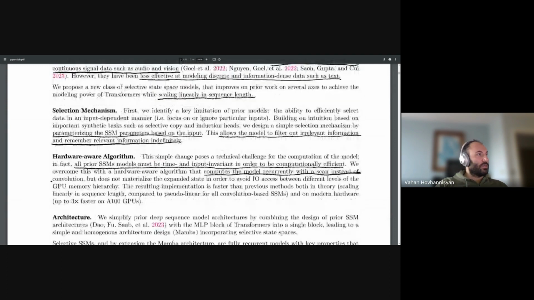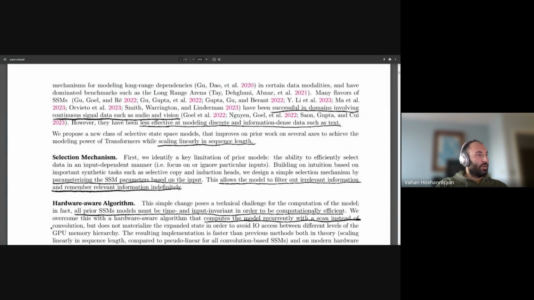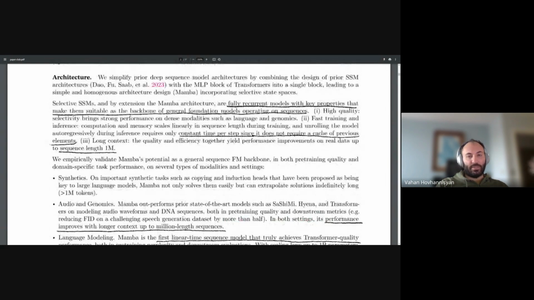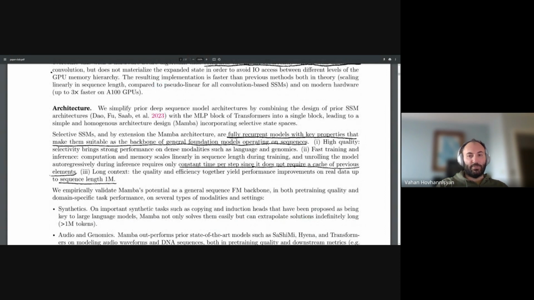So I spoke about the selection mechanism being really a gating mechanism. LSTMs, GRUs, all of them have gates that basically allow the model to learn whether a certain input should be used or not. So here there is this selection mechanism.